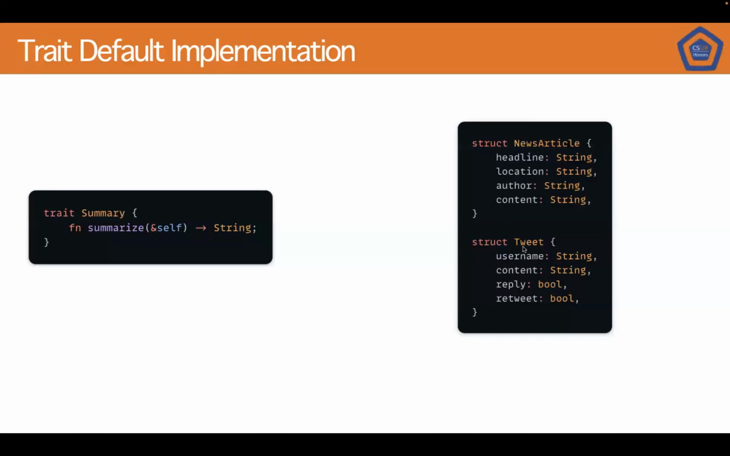However, since this method is shared across the two different structs, we could create a trait, which we do on the left here. We can see we've declared a trait using the trait keyword, followed by the trait's name, which in this case is summary. And then inside of the curly brackets, we declare a method signature that describes the behavior of the two types that will implement this trait. So in this case, the method is a summarize method.